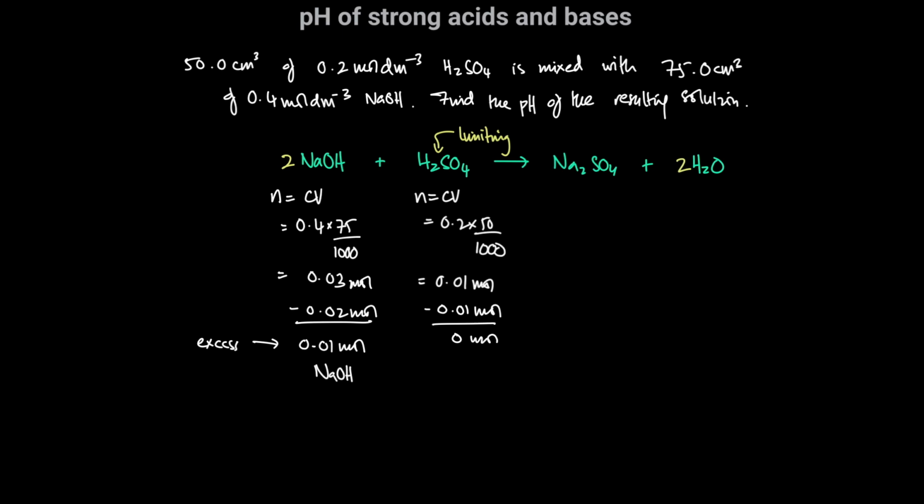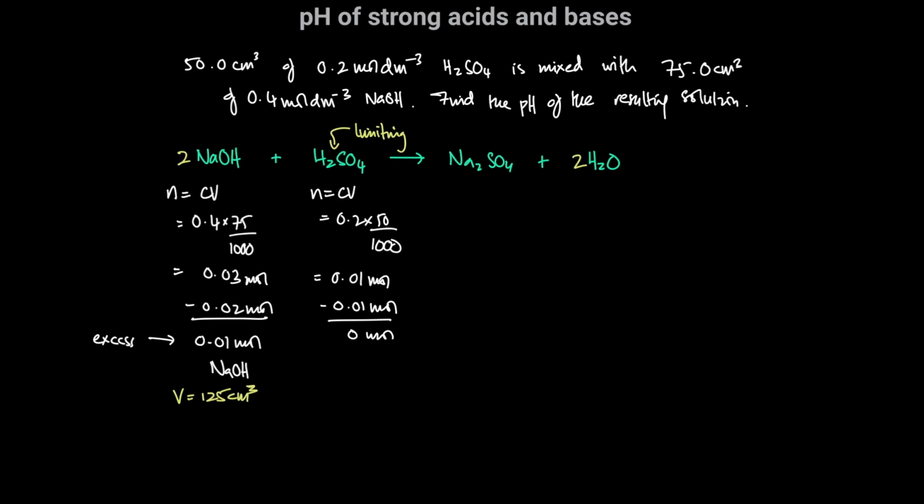So over here we can say that we have 0.01 moles of NaOH left over, and we have a solution that has volume 125 centimeter cube, because we mixed this 50 cm cube and 75 cm cube solution together. So we have 0.01 moles of NaOH and 125 cm cube of water. If you look at the ionization of NaOH, NaOH ionizes to form Na plus and OH minus. If we have 0.01 moles of this left over, that means we have 0.01 moles of hydroxide ions produced.